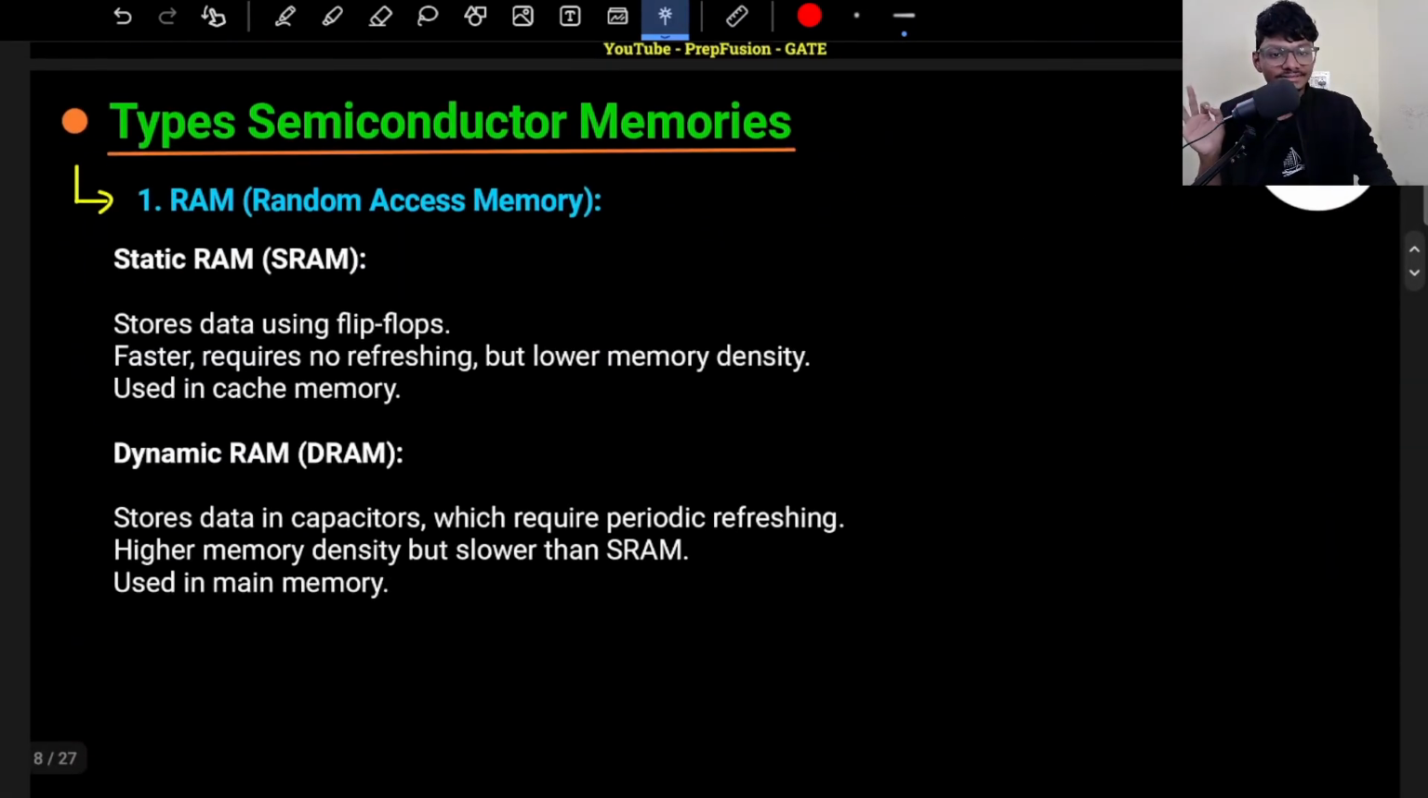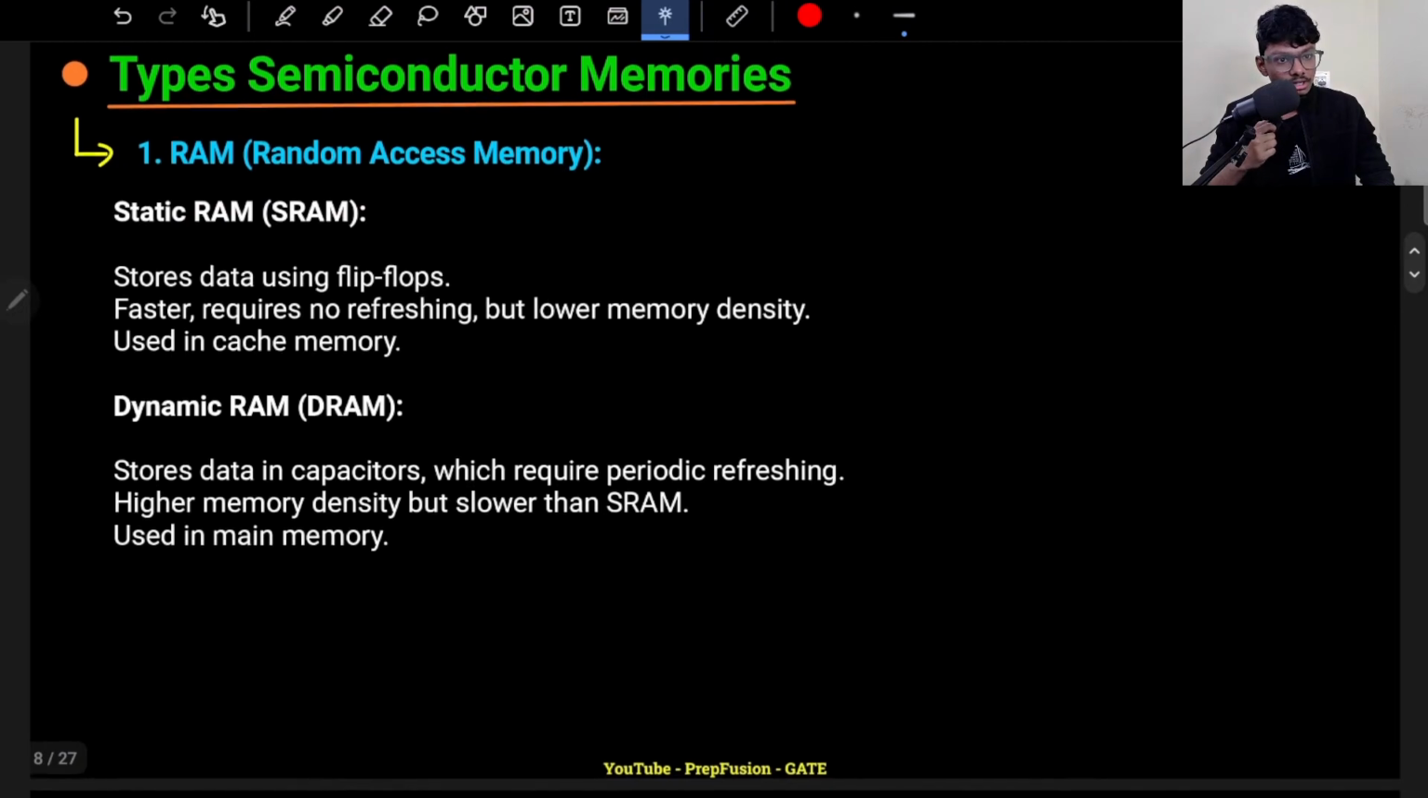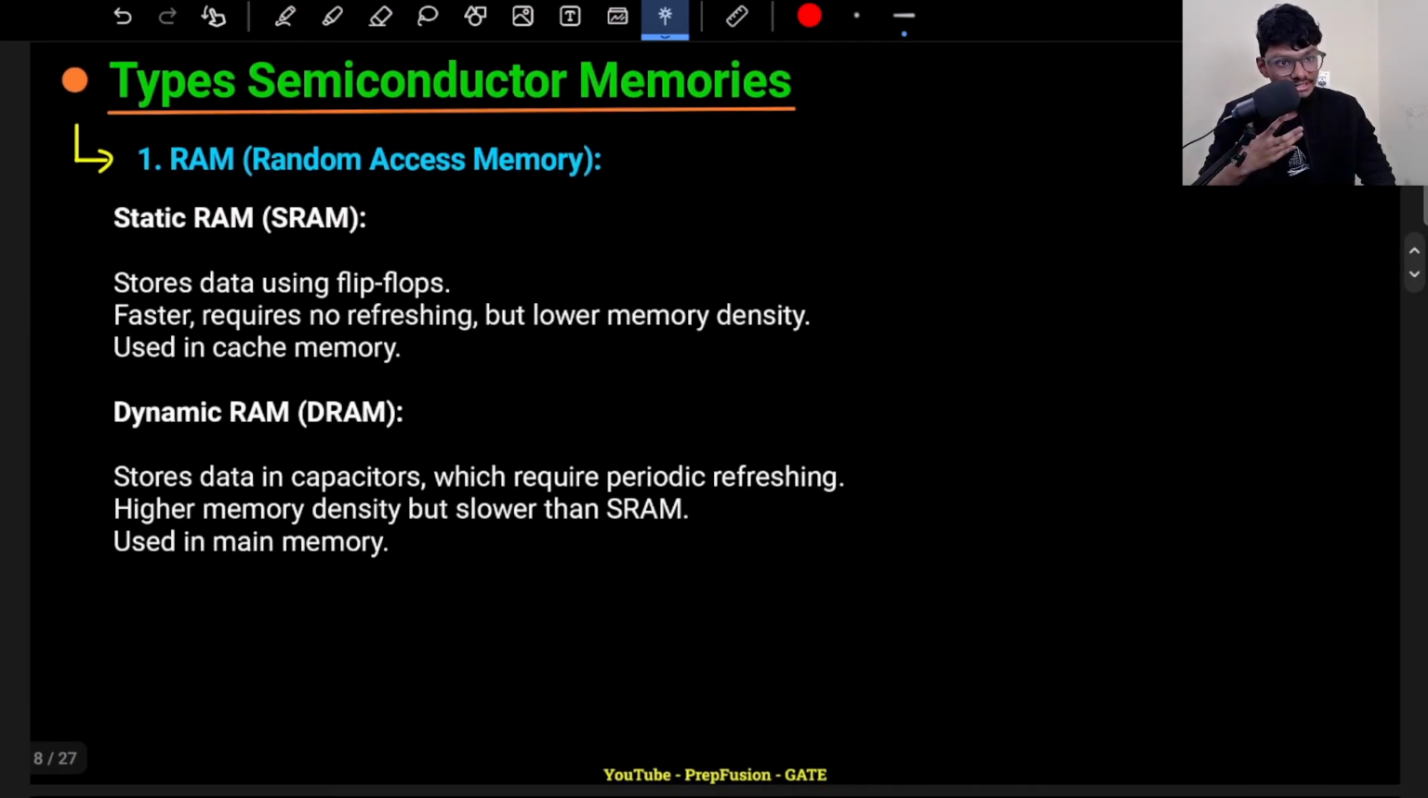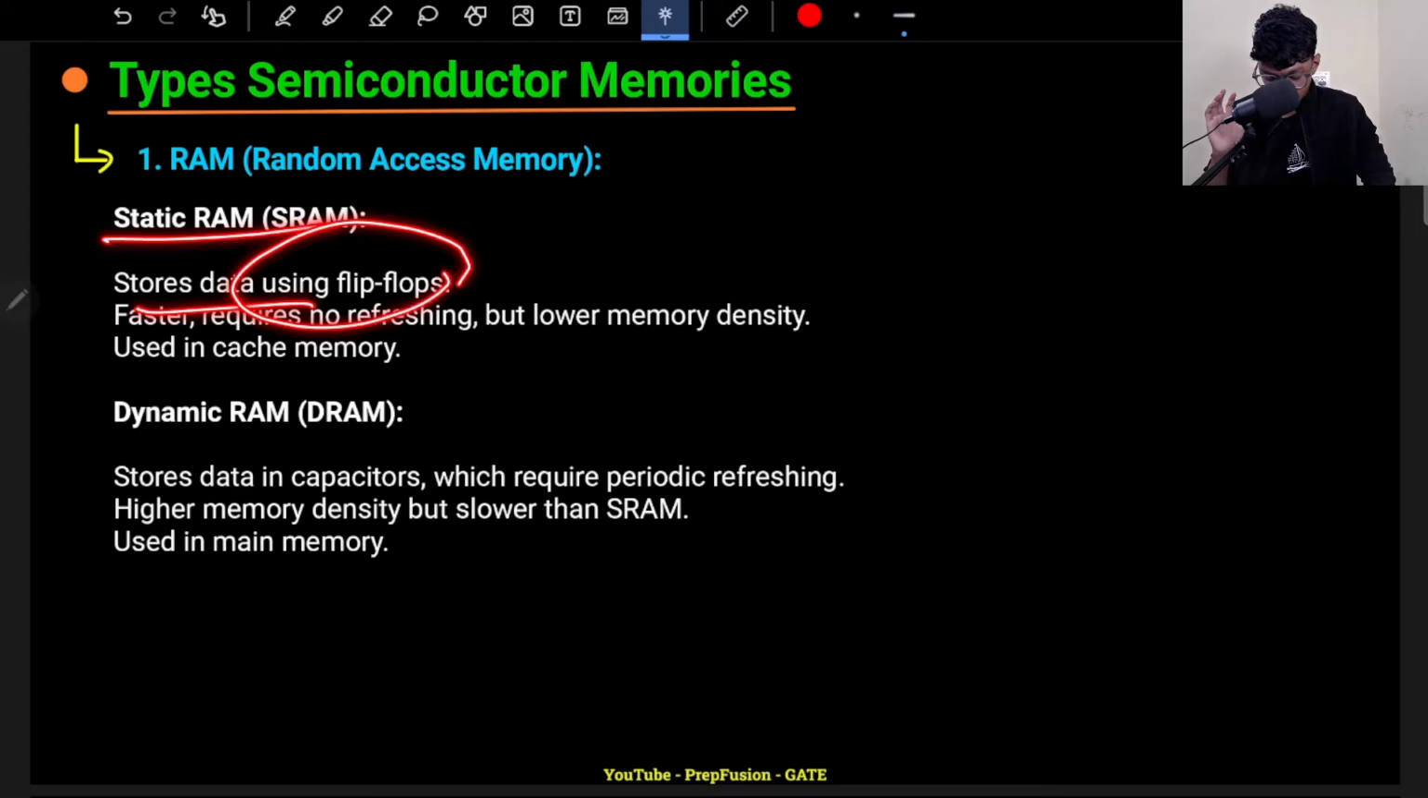So now we will discuss more about RAMs. Now you have to listen to me very carefully. RAM is mainly classified into two types. One is your static RAM, another one is your dynamic RAM. Static RAM stores data using flip flops.